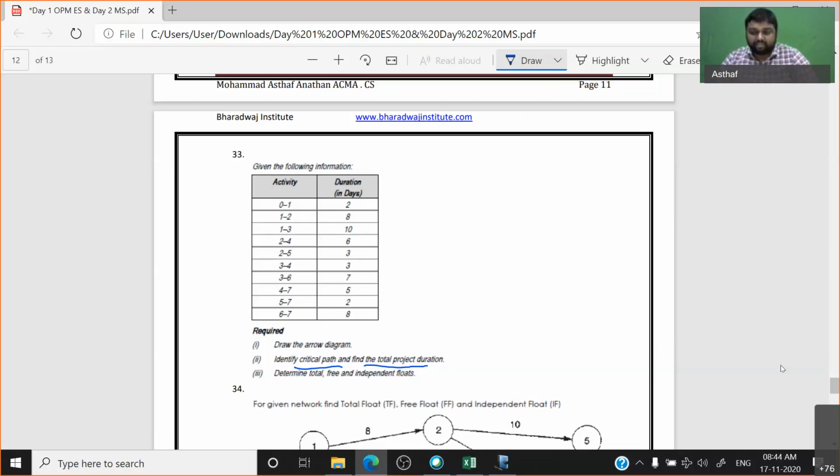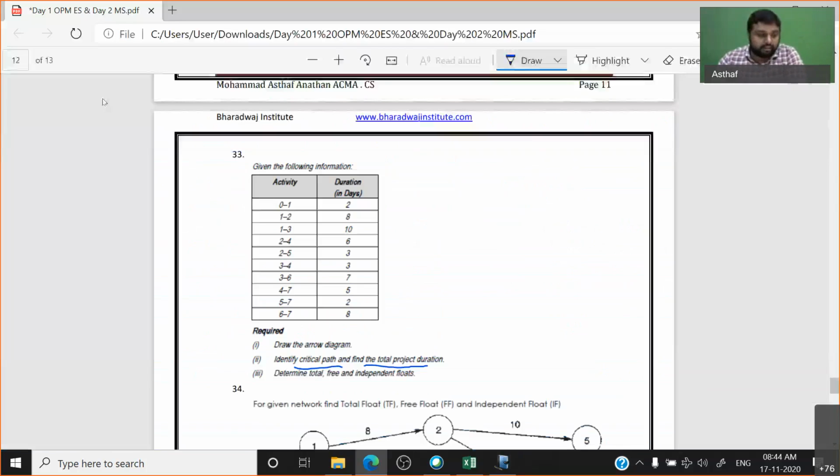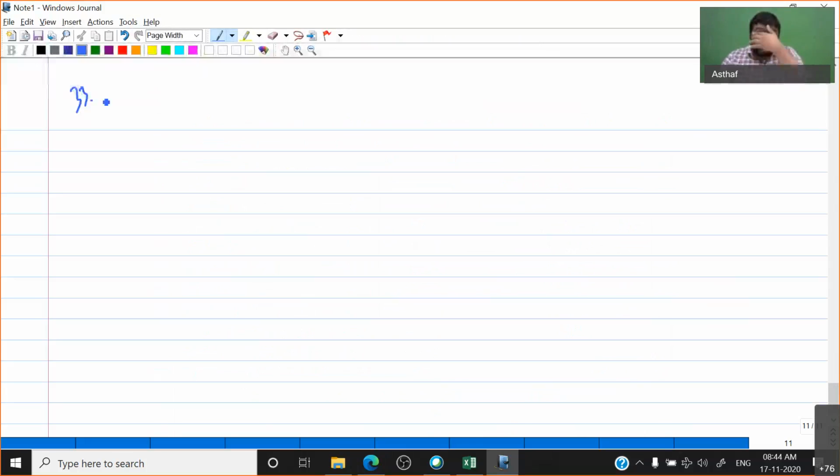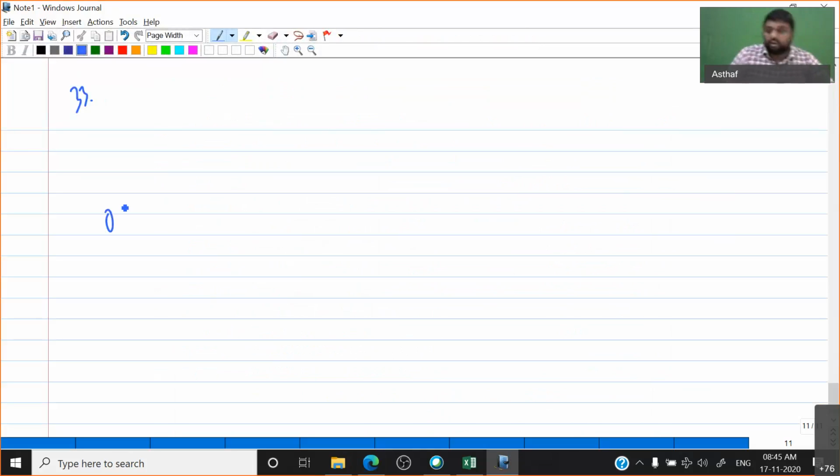So we will start first. For doing the critical path and project duration, we should have the drawing. So first we will draw the network. Question number 30. What we are discussing is as per the new question pattern only. I am not discussing the entire thing that we have discussed in our class.